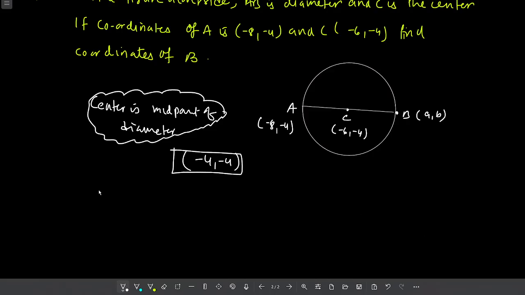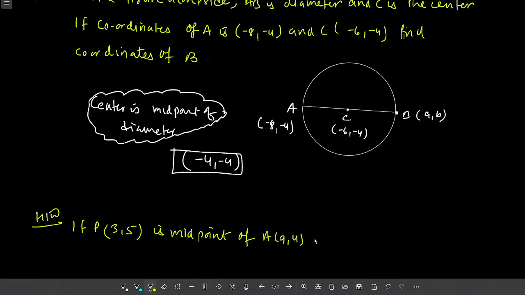One question for your homework then. If P is 3, 5, copy with me, P 3, 5 is the midpoint of A, 4 and B, 6, B. Find A and B. We need to find the values of A and B.